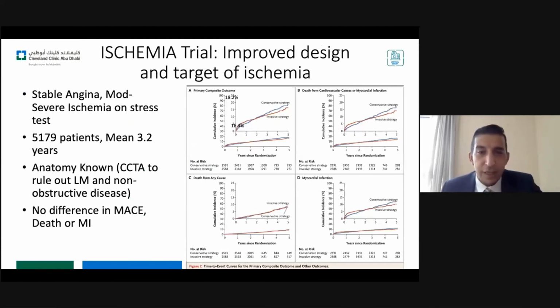So that was kind of the running point until we came up with the ISCHEMIA trial, which was published last year. Very well done trial. They improved the design, so they did not use angiography prior to randomization, and targeted patients with significant ischemia. So it took patients with stable angina, moderate to severe ischemia on stress test, over 5,000 patients, followed up for 3 years. Anatomy still had to be known so we can exclude high risk findings.